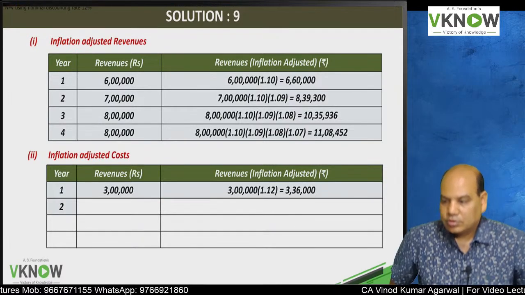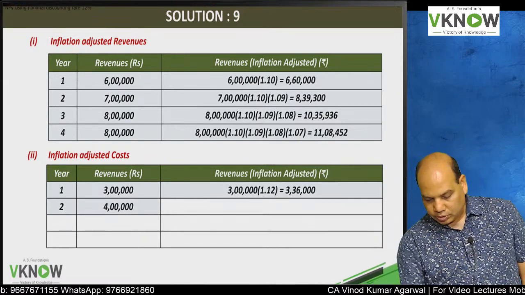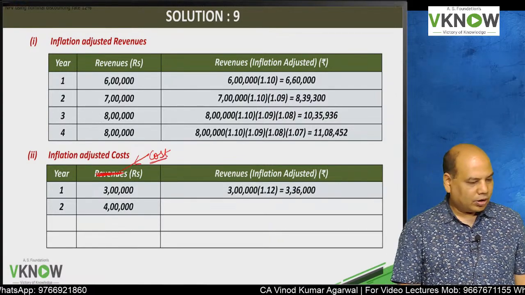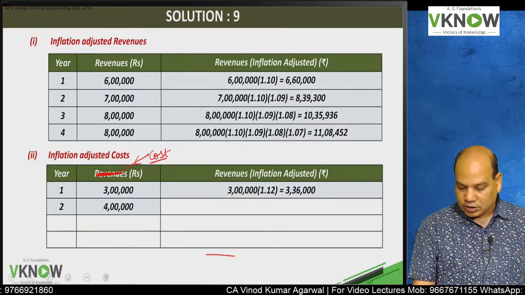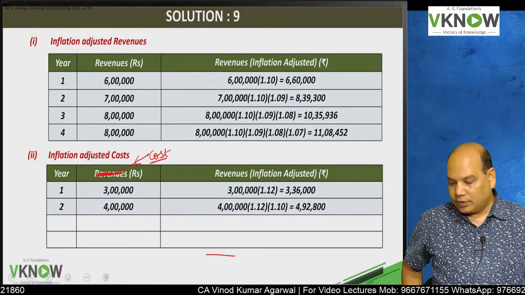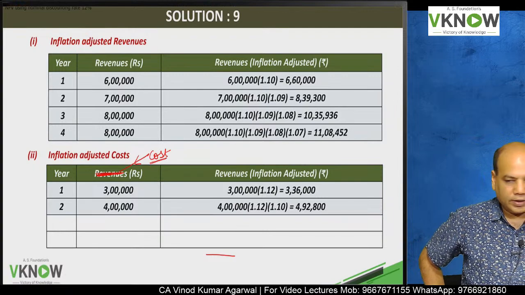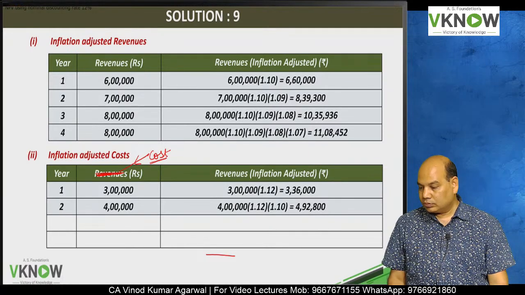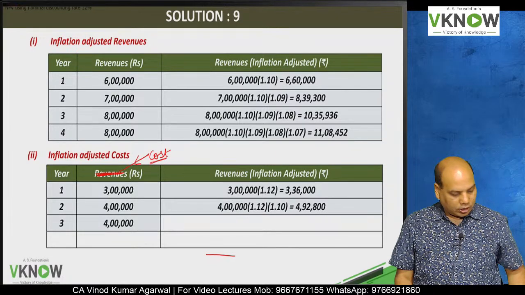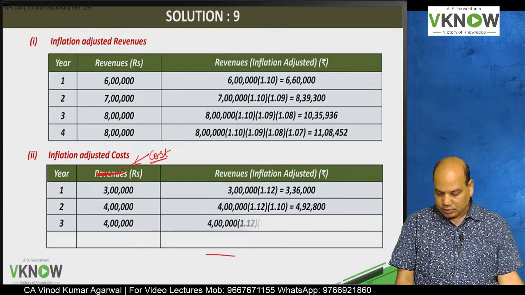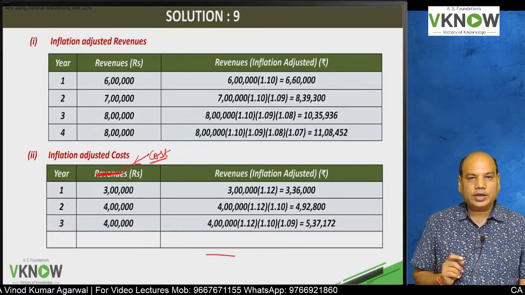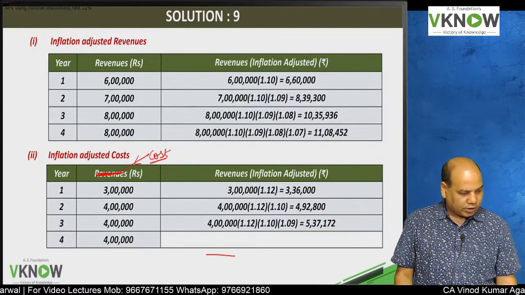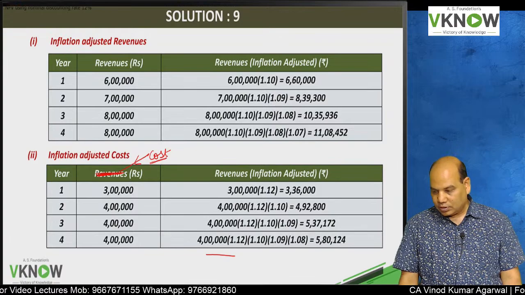Then in the second year, the second column should be cost. Inflation is 10% in the second year. So you will take 4 lakh into 1.12 into 1.10. That comes to 492,800. Third year, again cost is 4 lakh, inflation is 9%, 4 lakh into 1.12 into 1.10 into 1.09. How much is that? 537,172.